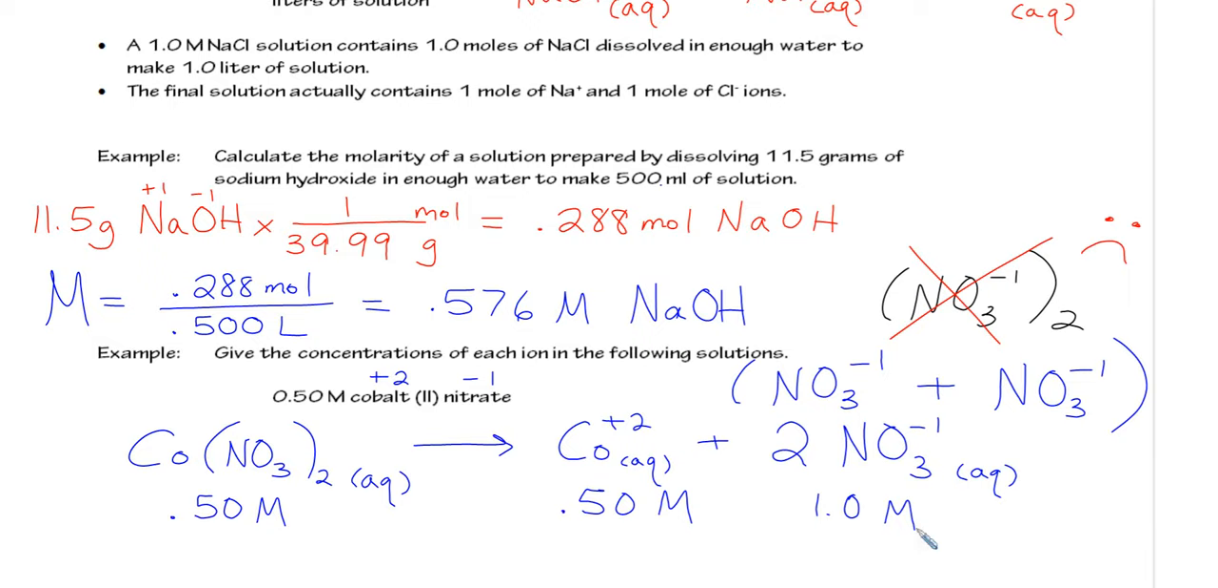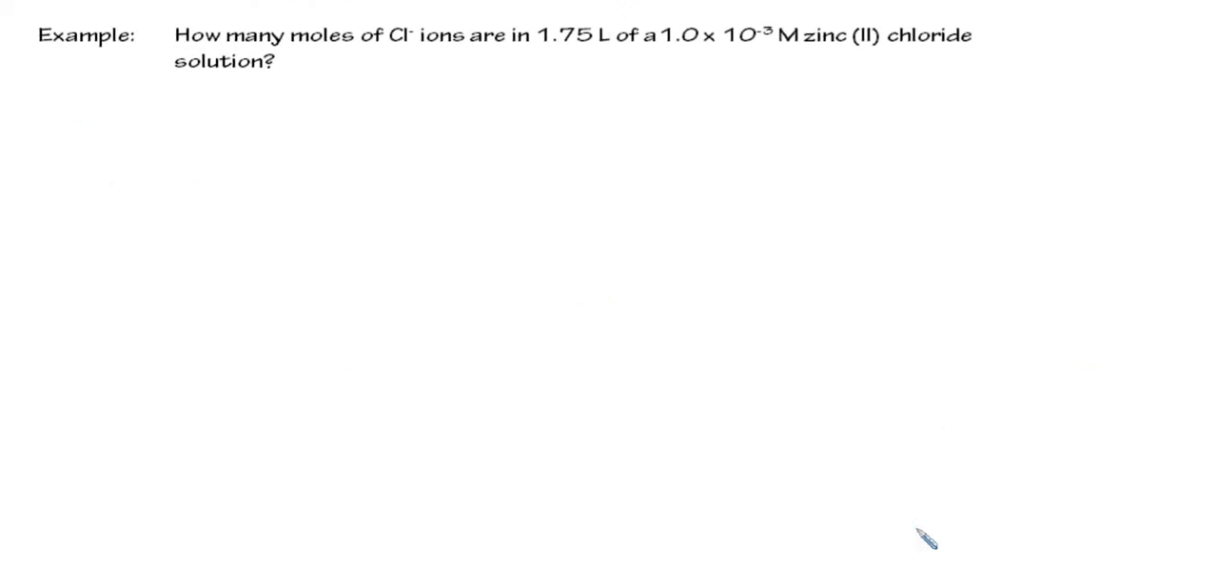So does this one. I like this little zinc chloride question. How many moles of chlorine ions are in 1.75 liters of a 1.0 times 10 to the negative third molar zinc 2 chloride solution? That's not very concentrated, is it? All right, so let's see what we got here.